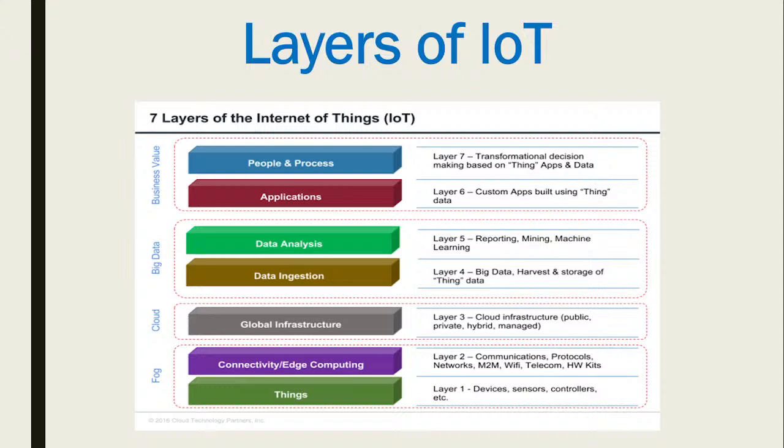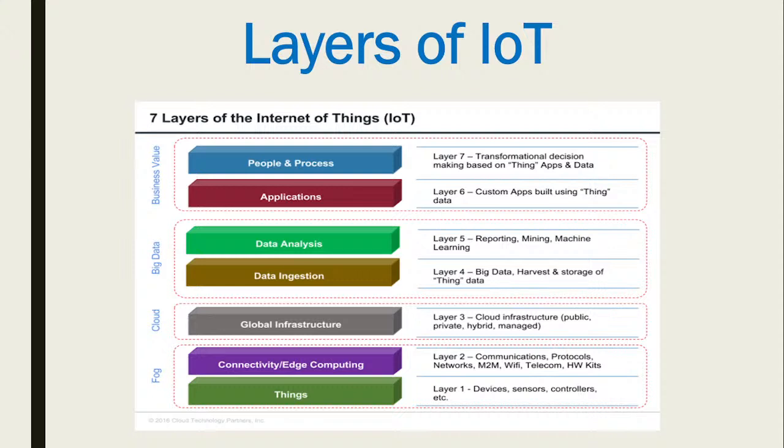Then big data: harvest, storage of things. So there is data ingestion. Like these days we know about the personalized ads. Based on our needs, we'll see ads of different kinds. So that is the meaning of big data. So that's where things like big data come into play, and all these things are automated.